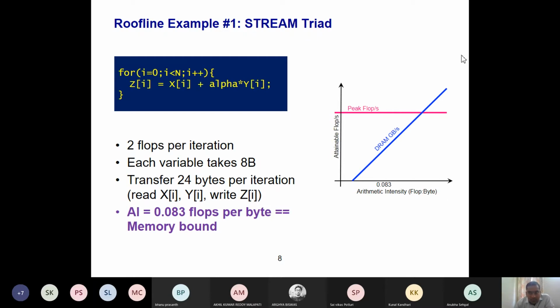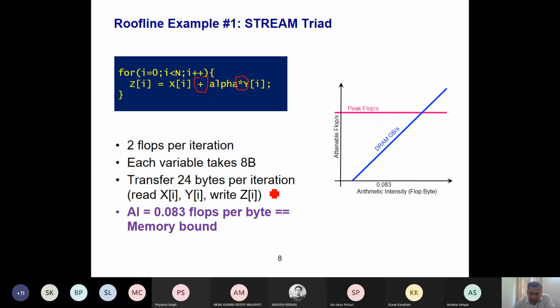Read and write. What are the arithmetic operations we are doing in each iteration? I said we are doing two: addition and multiplication. Yes. So we are doing one addition here and one multiplication here. So 2 flops in each iteration, and in each iteration we are transferring 24 bytes.